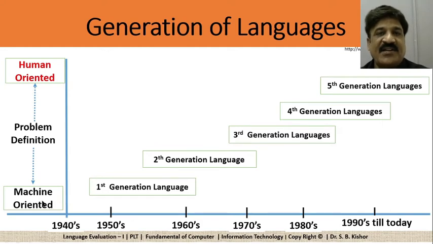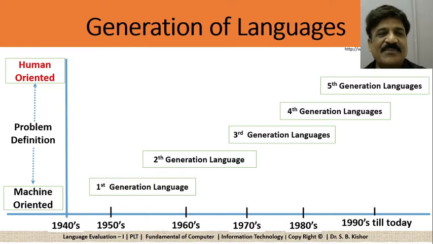This is basically the chart that shows a generation. 1940s is basically machine oriented, and as the years pass, we are moving towards what? The human oriented. Now, these are the rough periods. Please remember, for example, the third generation language started around 1970s, and it went up to 1985 or so. And we know that we are using the C language, which comes under the third generation language, till today.